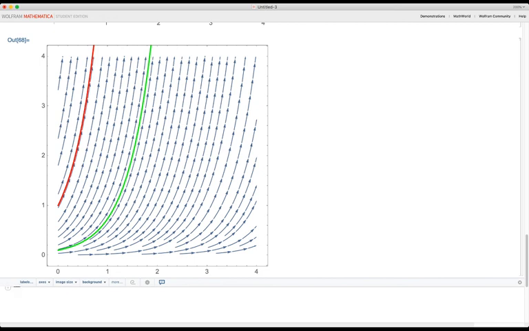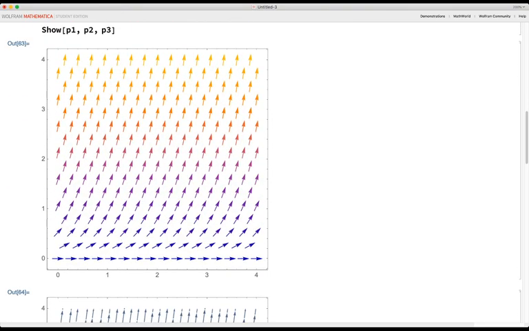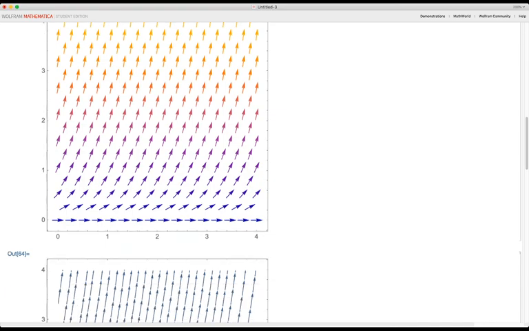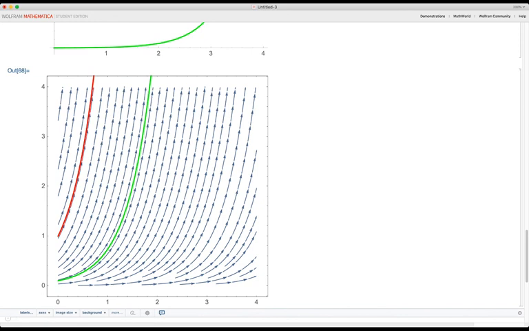And so you could kind of think of the solutions to this differential equation as if I imagine that this arrow pattern here was kind of like the wind. And I drop a feather someplace and I let it follow the wind, then it's going to follow some particular path. And that particular path is going to be the solution using that initial position or initial value. And that's exactly what we did here with the red and the green curves.